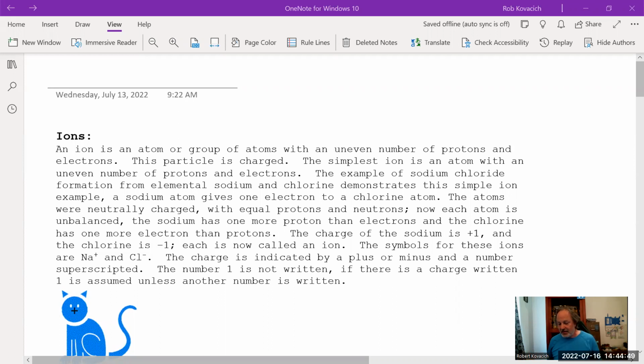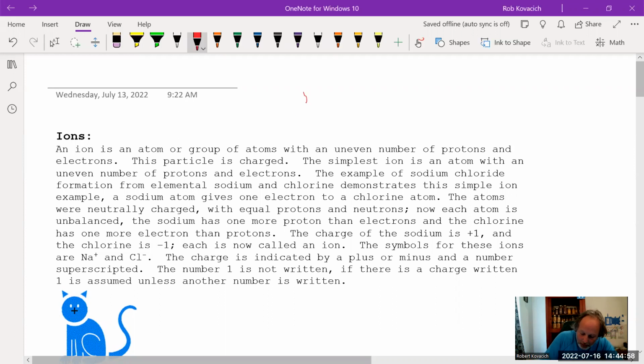An atom is something that has equal numbers of protons and electrons. So if I'm talking about carbon, all carbons have 6 protons. They have to, because that makes them carbon. And if it's an atom, that means it also has 6 electrons. Same situation with hydrogen: it has 1 proton, and if it's an atom, it has 1 electron.